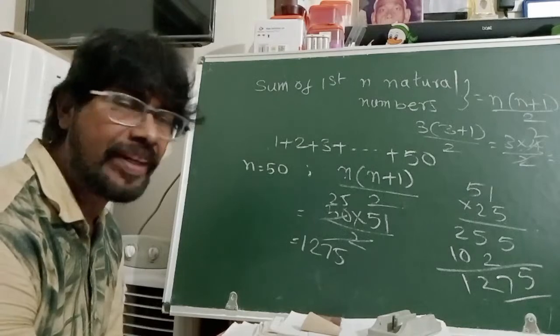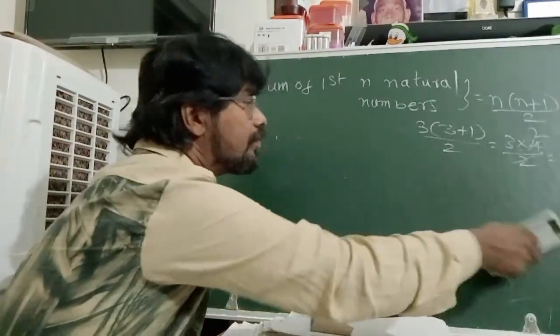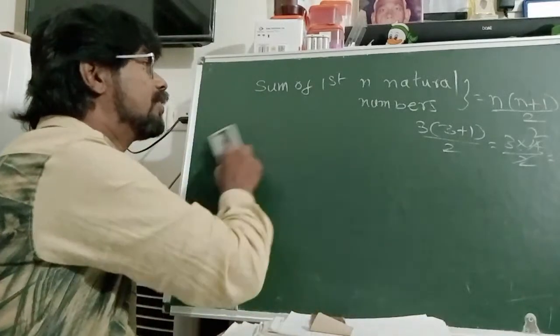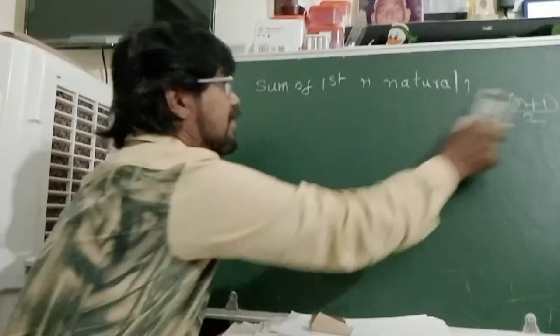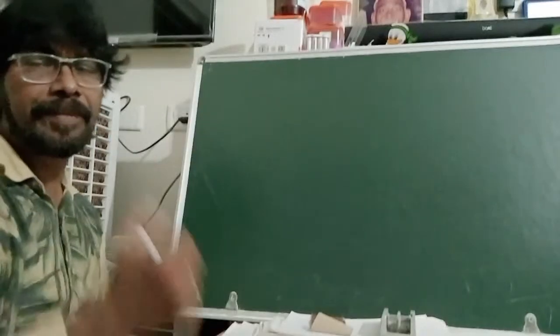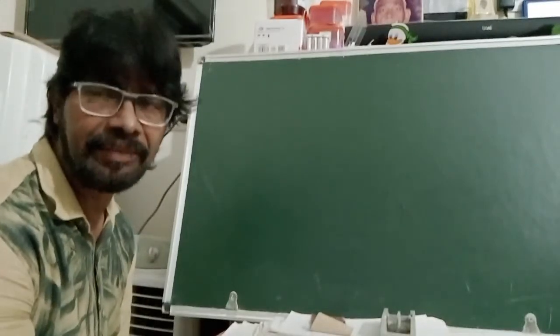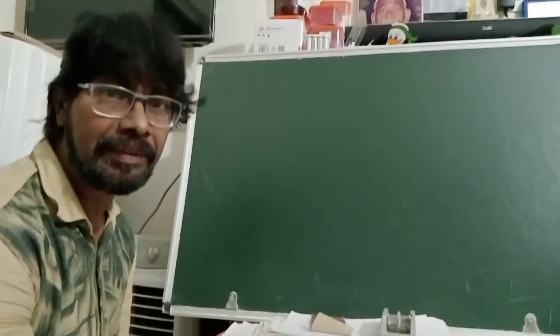So next I will go for another. For the first n natural numbers, if n is the natural number up to which we have to find the sum, its value becomes n into n plus 1 by 2.